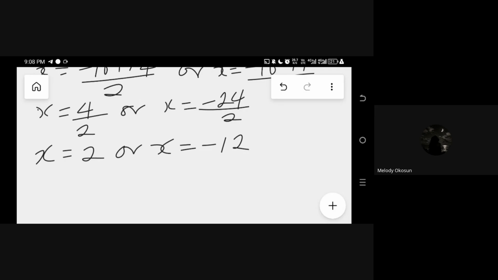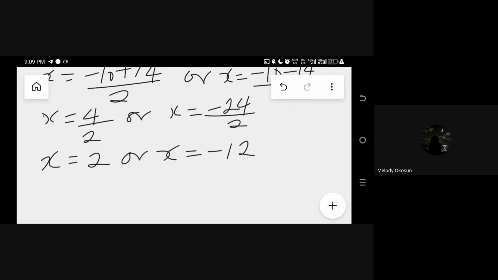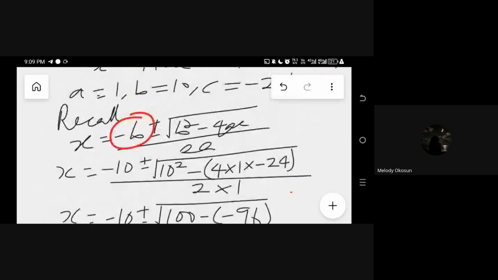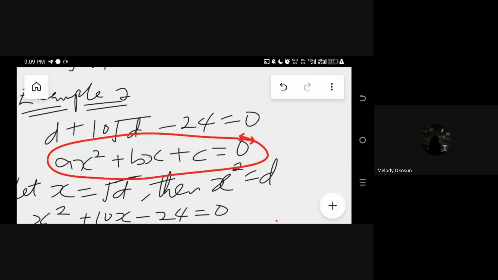But again, remember, the actual question does not contain S. It was you and I that brought in this S because the actual question wasn't quadratic, and we now had to improvise to change it to quadratic. Look at the actual question. It is D plus 10 root D minus 24 equals to 0. So the actual question doesn't carry S. So those answers you got now, they are the values for S.